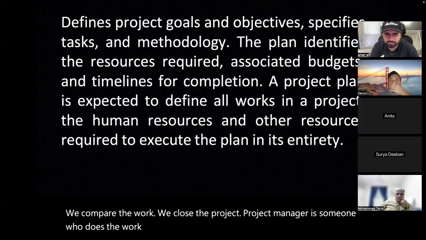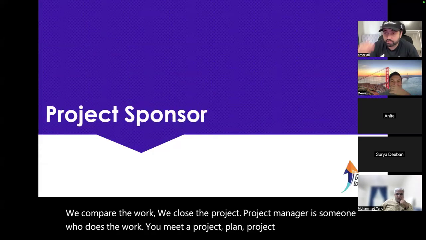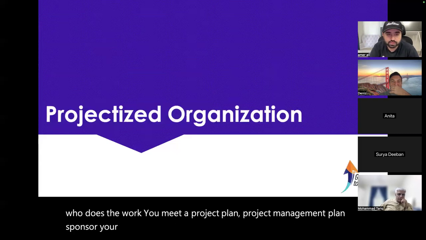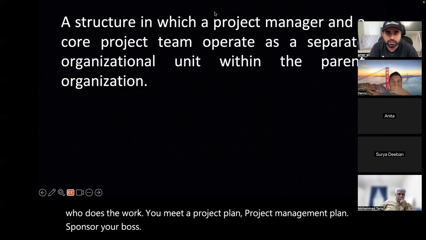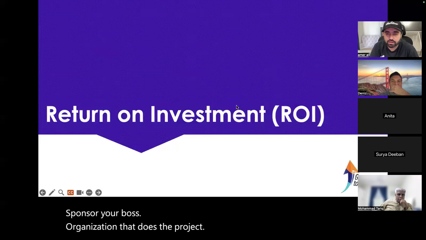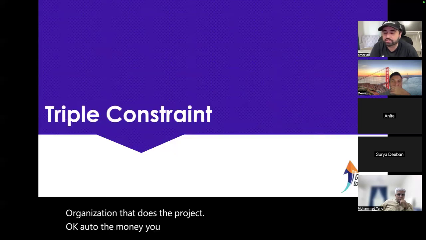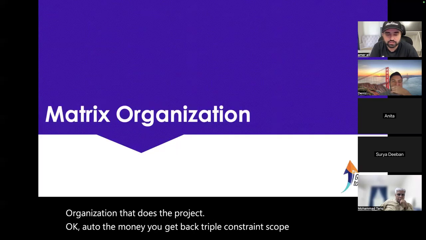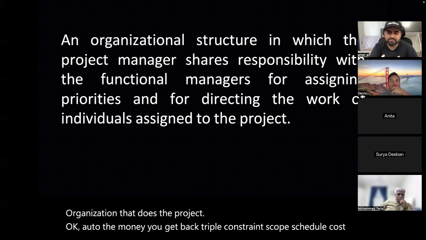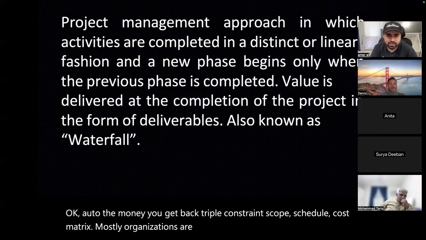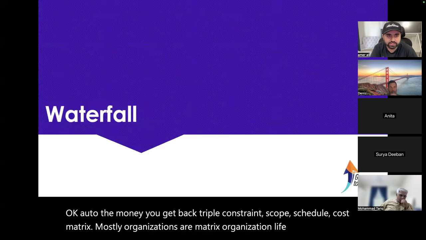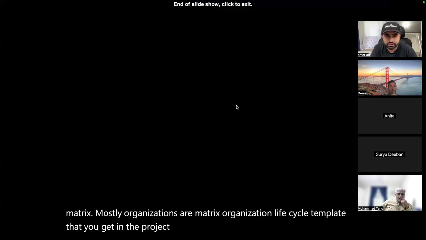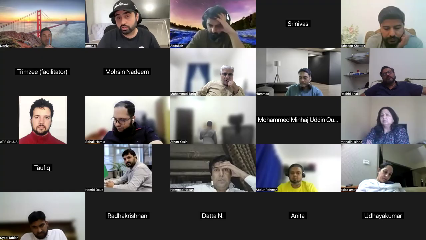You meet project plan, project management plan, sponsor, your boss, organization that does the project. Okay. ROI, the money you get back, triple constraint: scope, schedule, cost. Matrix, mostly organizations are matrix organizations. Life cycle, template that you get in the project, waterfall, predictive project, and that completes the topics that we have done.